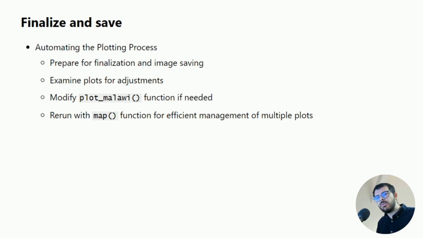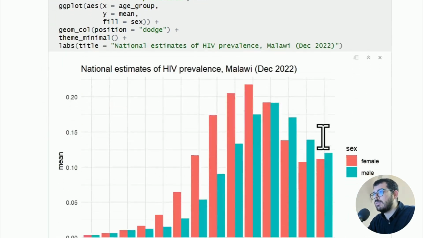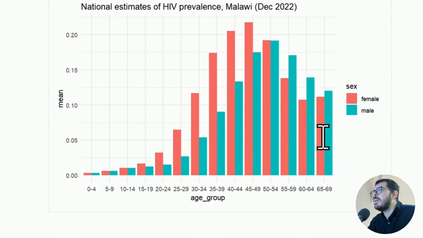Now we still have to finalize this, make it a little bit prettier, and also save it. Now let's revisit our very initial code from this lesson. This is the code where we filtered by country, area level, prevalence and indicator, and visualized the mean prevalence over age groups and sex. And when we do that, this is what we have. Very simple, yet it allows us to understand a lot of what's going on.